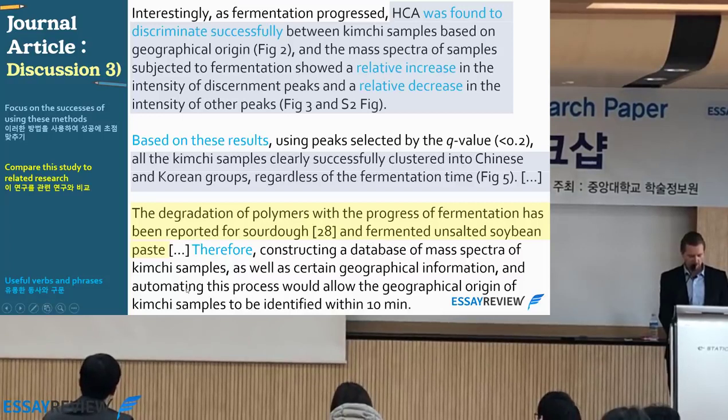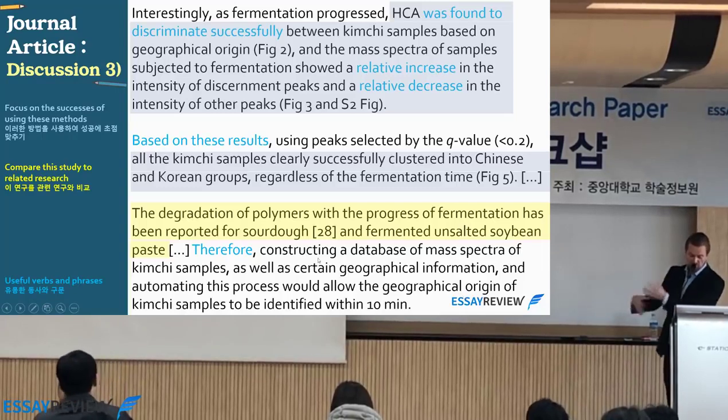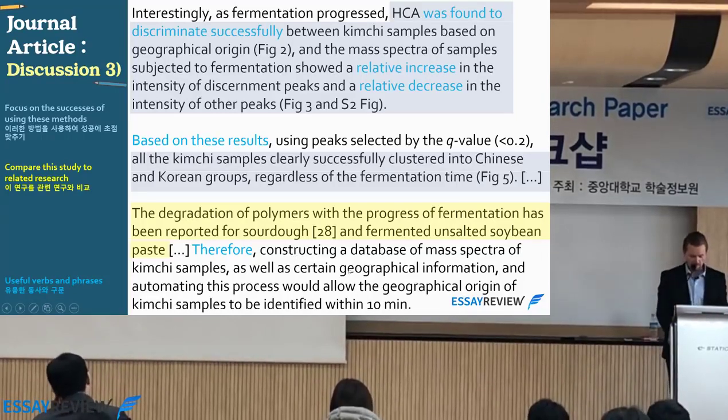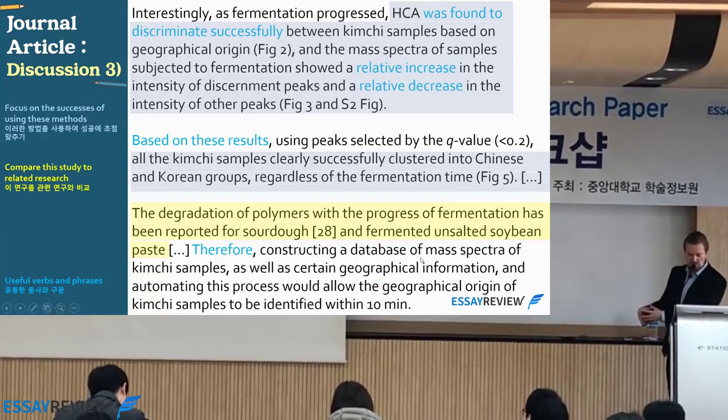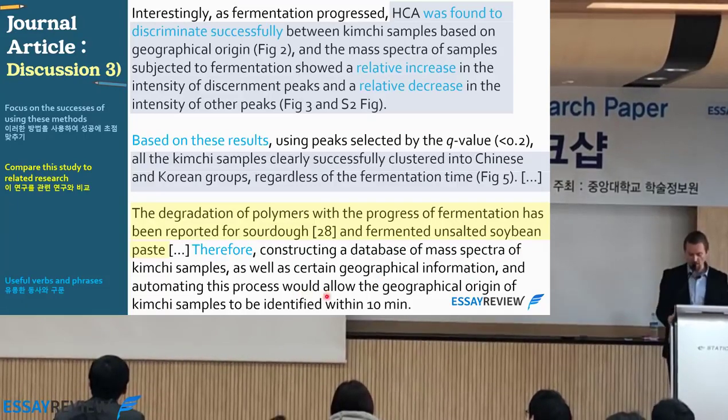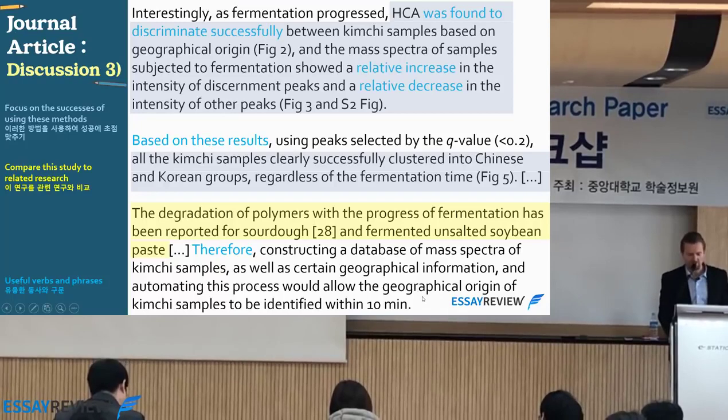And furthermore, constructing a database of mass spectra, so if another researcher constructs a database that contains the mass spectra and the geographical information, this will allow the kimchi samples to be identified within 10 minutes. So if you do this other kind of work, you might be able to yield even better results, is what they're saying. And in the conclusion, they really point out why that's important.